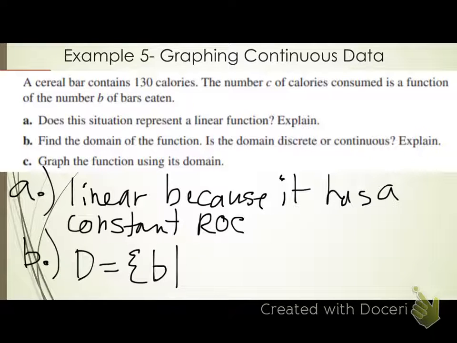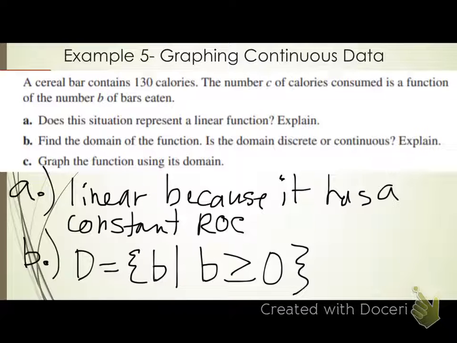Can I eat a negative number of bars? No. Can I eat half a bar? Yes. Can I eat 3/4 of a bar? Yeah. Can I eat 99/100ths of a bar? Yeah. Can I eat 0 bars? Yes. So B is greater than or equal to 0. Can't have any negative numbers for B, but I can have any number that is greater than or equal to 0, correct?